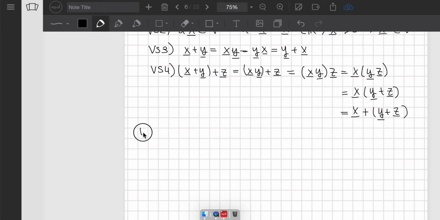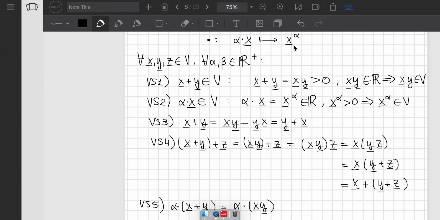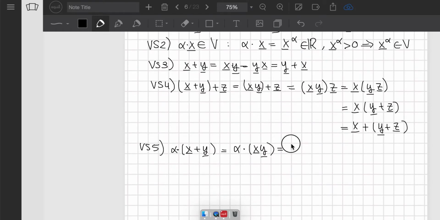Now VS5 instead is distributivity. So if we take alpha dot x plus y, what is this equal to? This is equal to alpha dot xy, and we defined scalar multiplication to be the exponentiation. So this is equal to xy to the power of alpha, and if we want to go further, we can just write x to the alpha times y to the alpha.